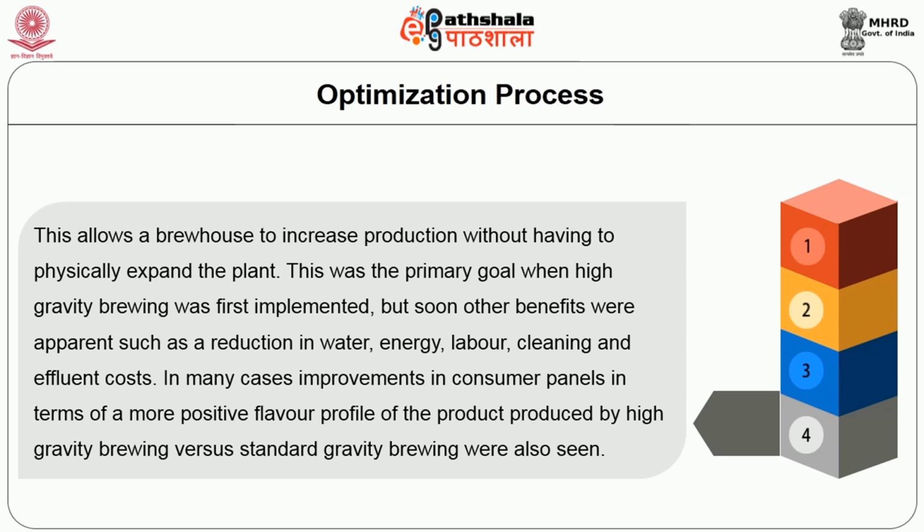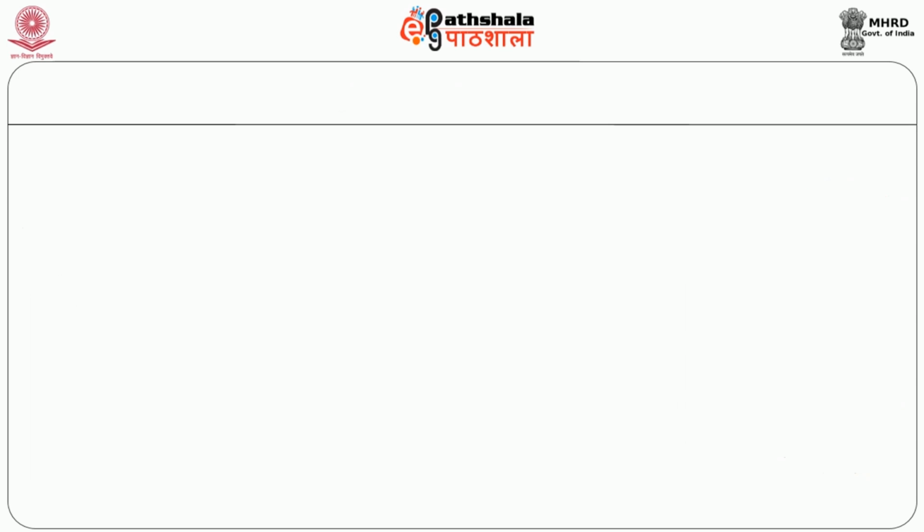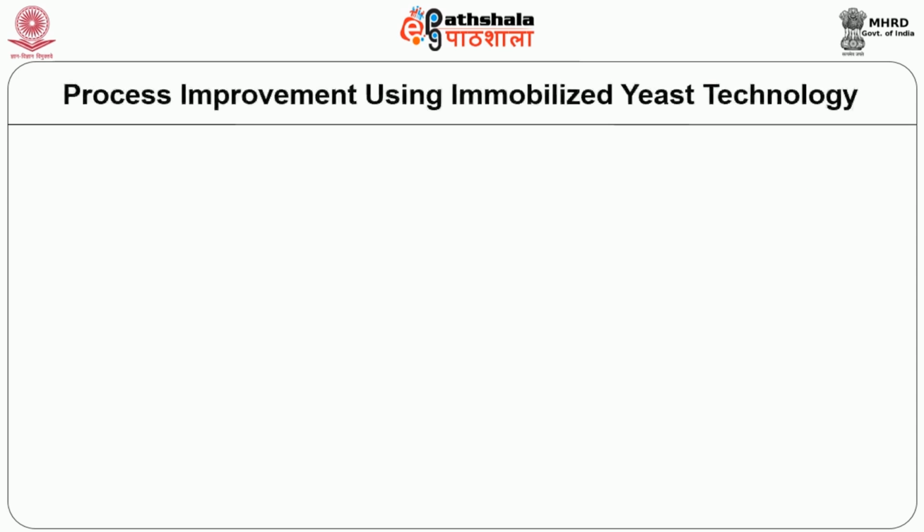This was the primary goal when high gravity brewing was first implemented, but soon other benefits were apparent, such as a reduction in water, energy, labor, cleaning and effluent cost. In many cases, improvements in consumer panels in terms of a more positive flavor profile of the product produced by high gravity brewing versus standard gravity brewing were also seen. Now, let us look into the process improvement using the immobilized yeast technology.